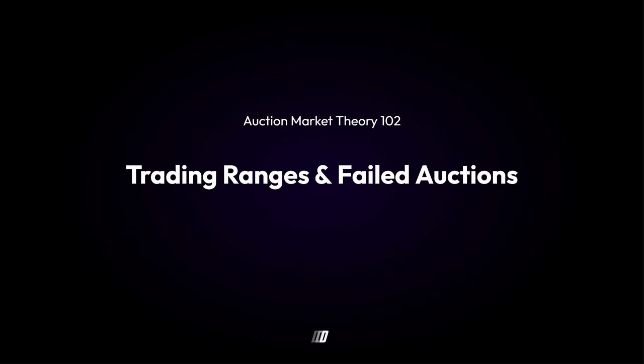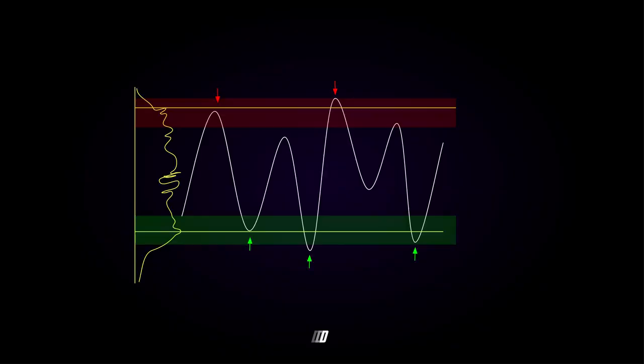Hi, and welcome back to the Auction Market Theory 102. We're going to discuss now trading ranges in failed auctions. So whenever price approaches the extremes of our fair valuation area, where statistically 70%, which is a standard deviation, of volume is traded, of money is exchanged, of trading activity is happening, we get into the anomalies. Okay? The same principle we've decided and decoded before.